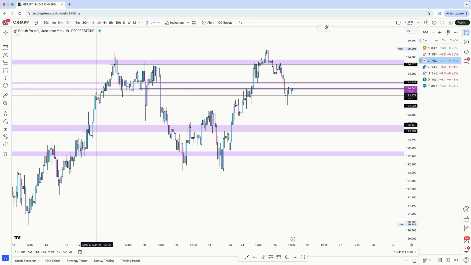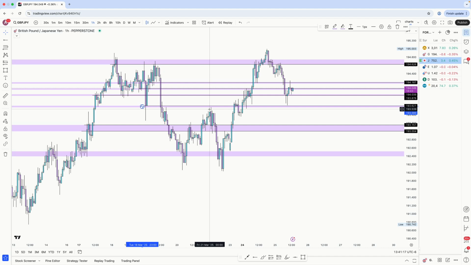My group members are all different. Some, actually the majority of them, do like zones and prices on them, but some just like lines, and that's totally up to you. It's such a personal preference. Okay, so that is it for the higher time frames.